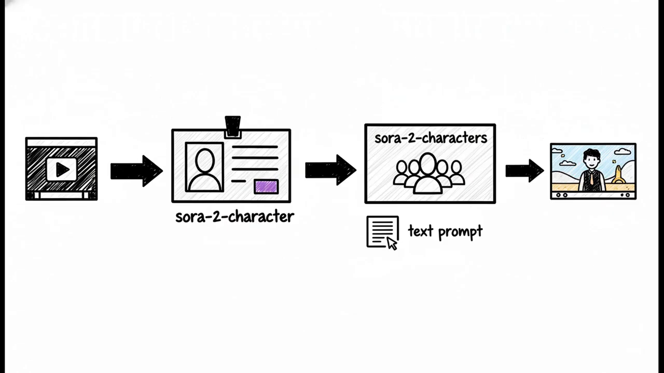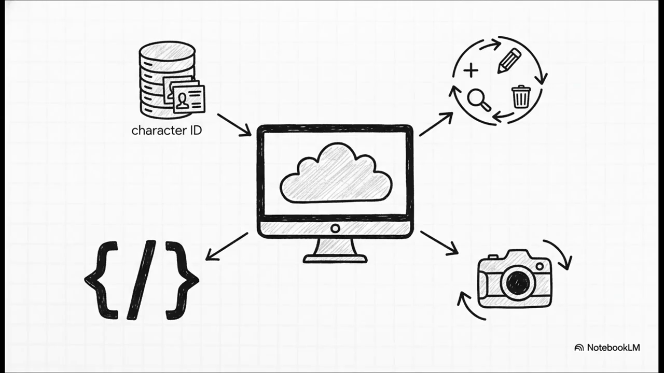The way the KIE API works is actually pretty smart. They split the job into 2 simple steps. First, you use their Sora 2 character model, that's the singular one, to give it your video and get back that super important character ID. Then, you use the Sora 2 characters model, plural, to actually generate the video, feeding it the ID you just made. Pretty slick.